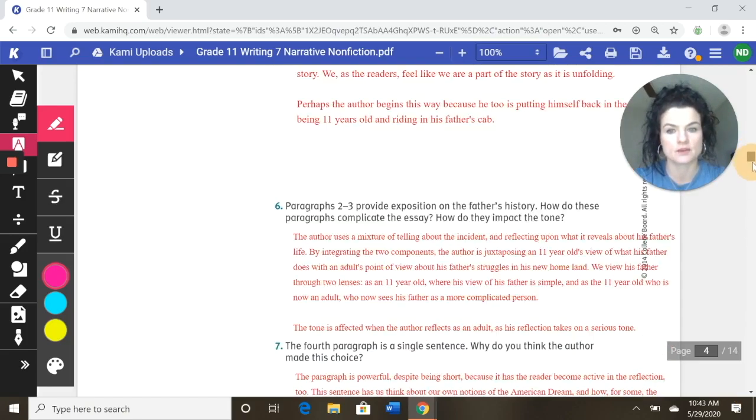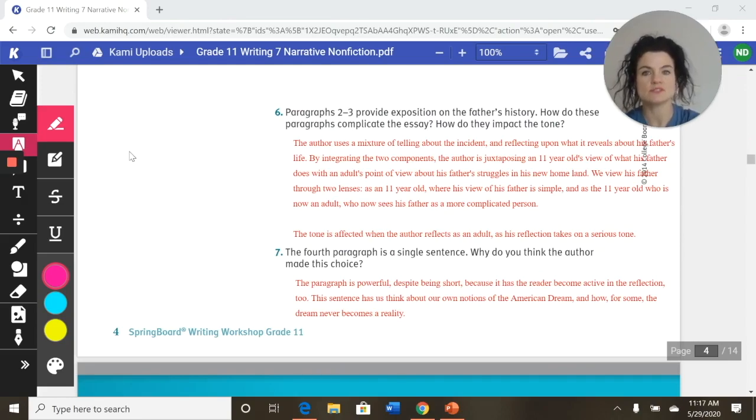Okay. Question 6. It says paragraphs 2 to 3 provide exposition on the father's history. How do these paragraphs complicate the essay, and how do they impact the tone? So again, we have to ask ourselves, why is the author telling us about his dad's history? How is it complicating things? How is it impacting tone?